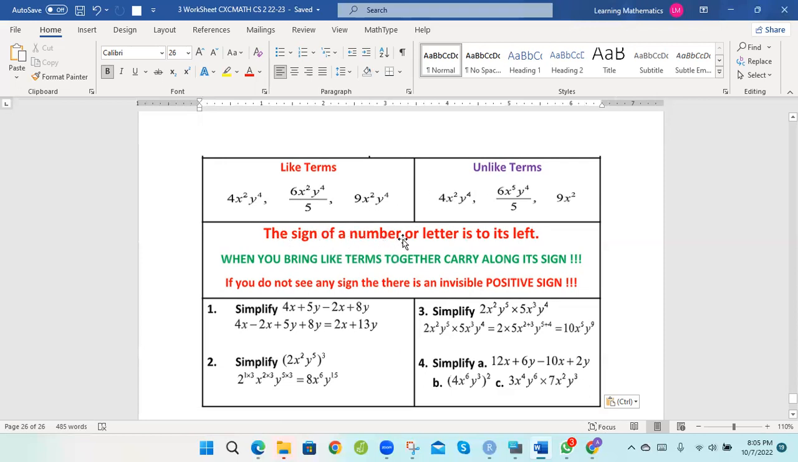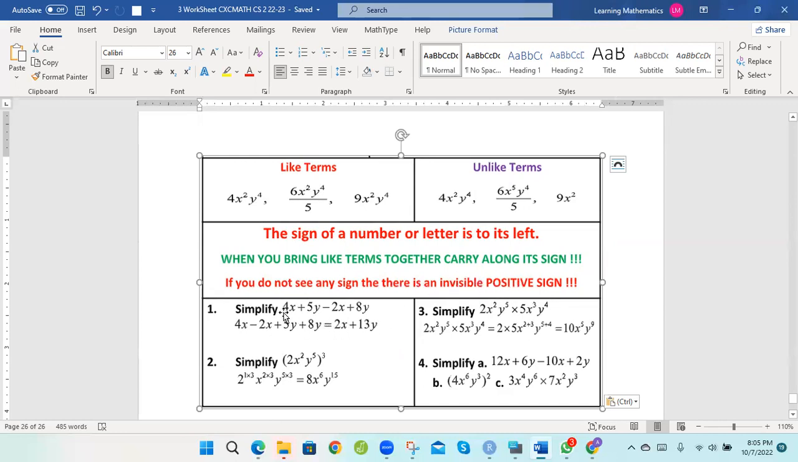The sign of a number or letter is to the left. Always bear that in mind. Anytime you see a number or letter, there is a sign. Each sign belongs on the left side. If you don't see a sign, there's a positive sign. When you bring like terms together, carry along its sign. If you do not see any sign, then there is an invisible positive sign.